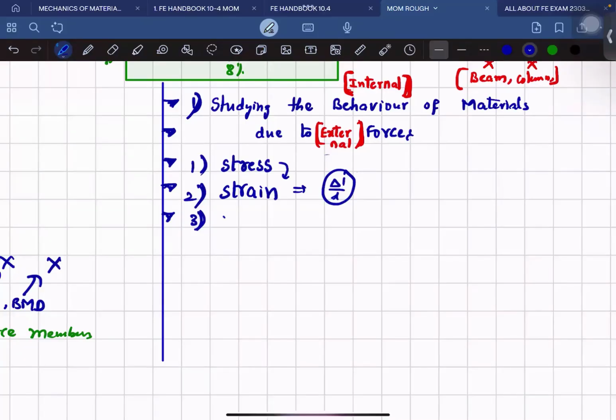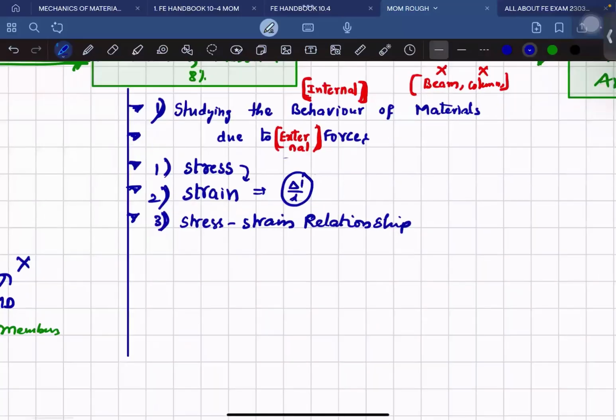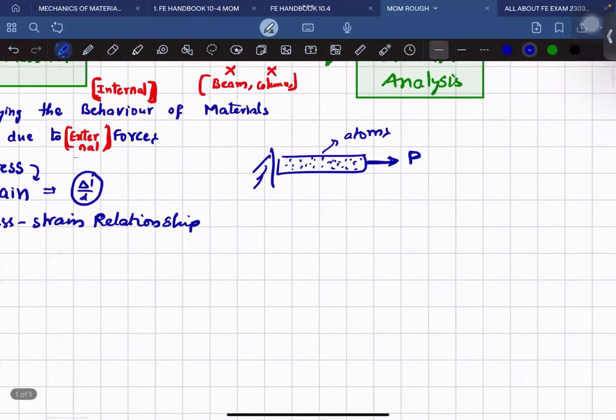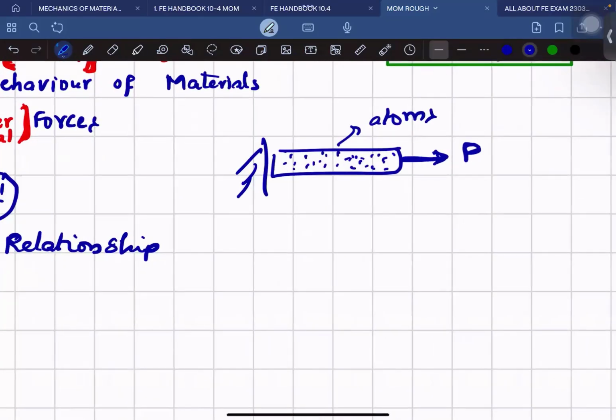After stress and strain, we'll study the stress-strain relationship. There is a constant relationship between stresses and strains. So if you take a rod, fix it here, and try to pull it with some load, this material is made of small particles, which we call atoms, isn't it? A material is made of atoms, and each atom is connected to the others by interatomic attraction forces.